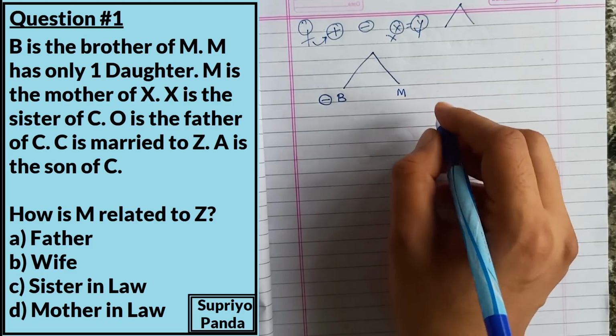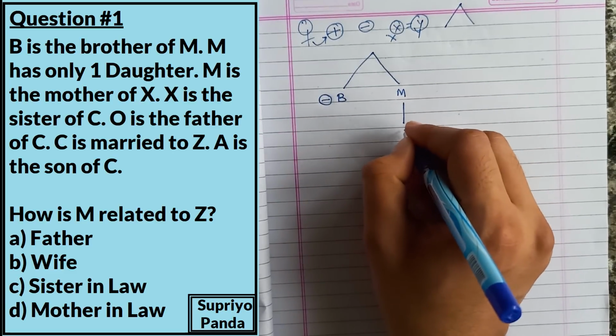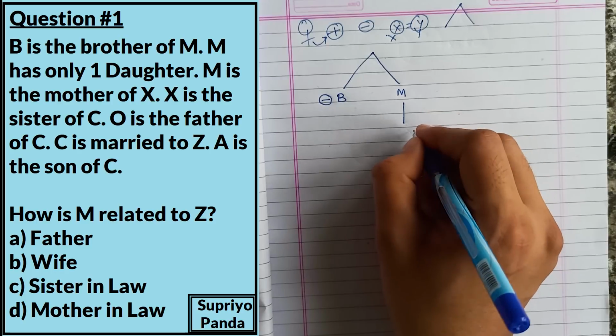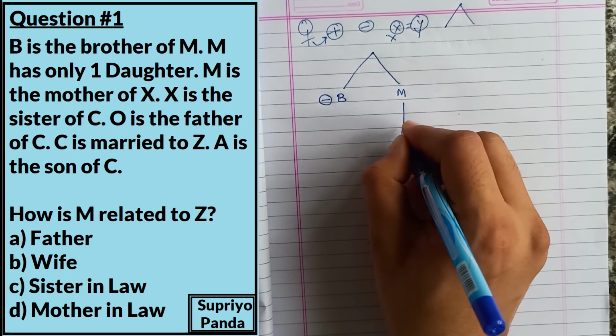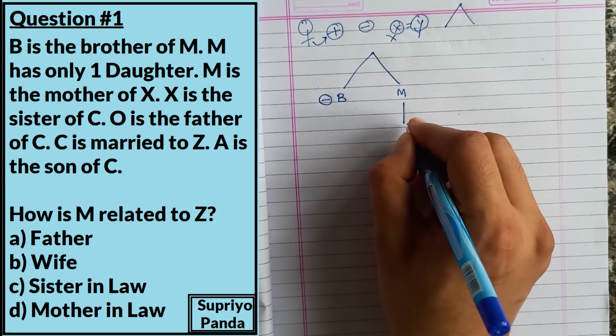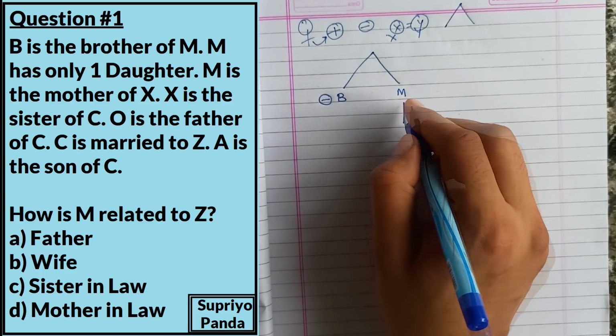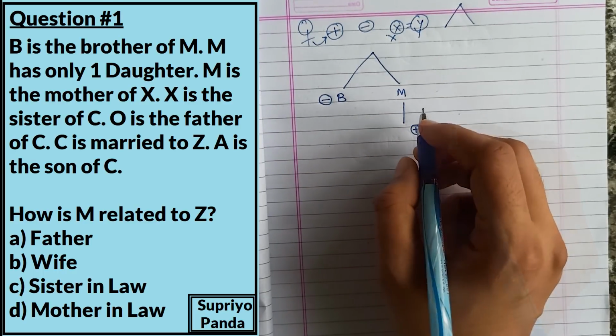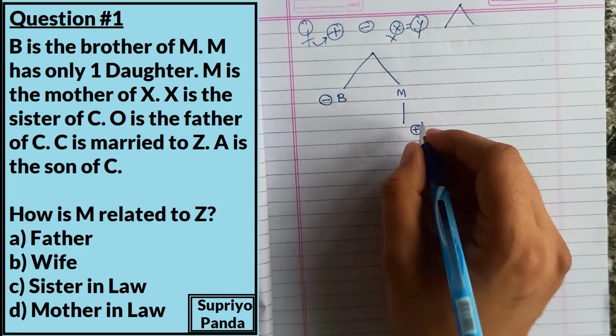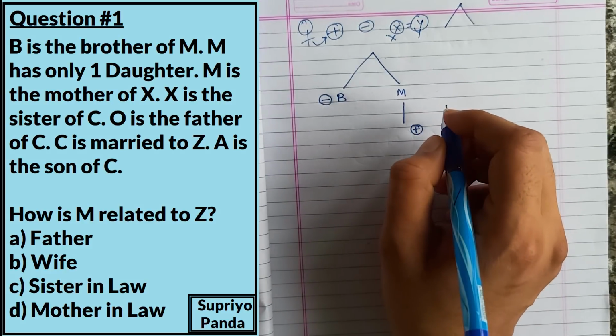M has only one daughter. Fine. So there is only one daughter. Remember, this will be one daughter, but M can have sons. That is perfectly allowed. The next thing, M is the mother of X. Okay. X is the sister of C.